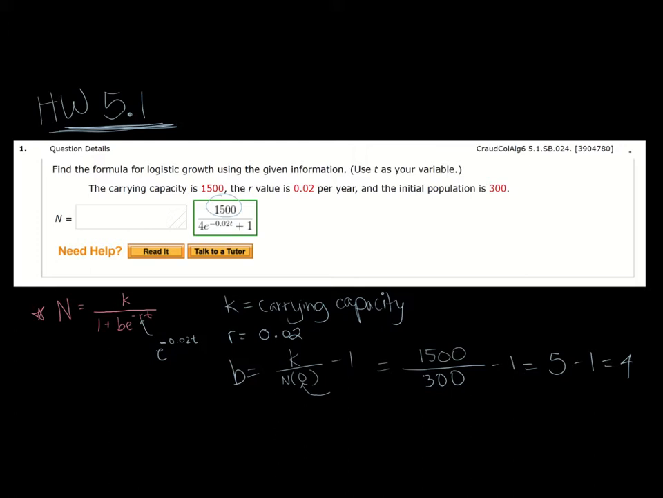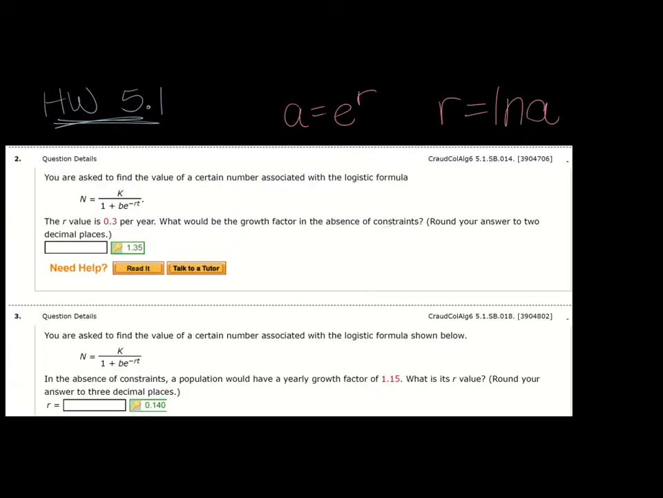Straight away in the formula, you can see that that 4 rests in front of the e, just like it would in this formula. Now, don't be fooled by this form where I have the plus 1 swapping places with the B e to the negative rt. It's not changing anything. I can add in any order. But that's how you're going to construct the formula for logistic growth using that given information for problem 1.